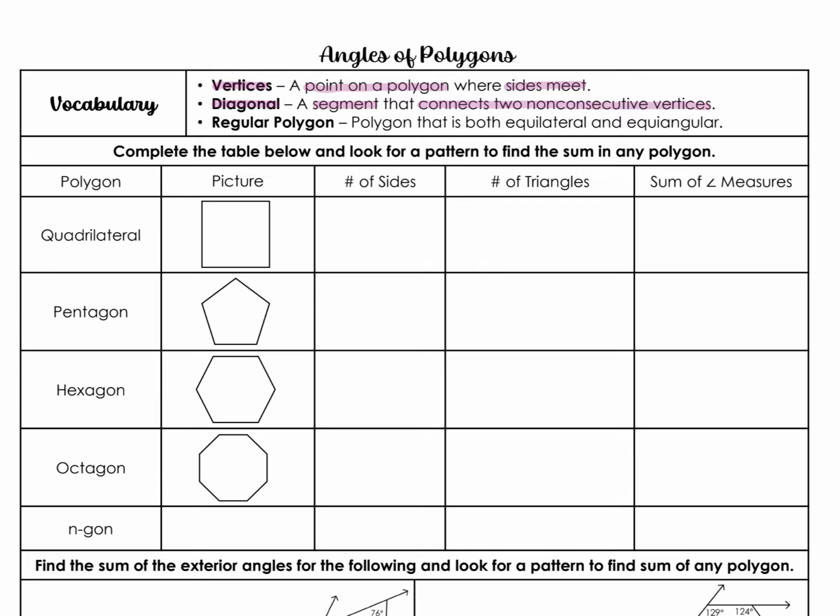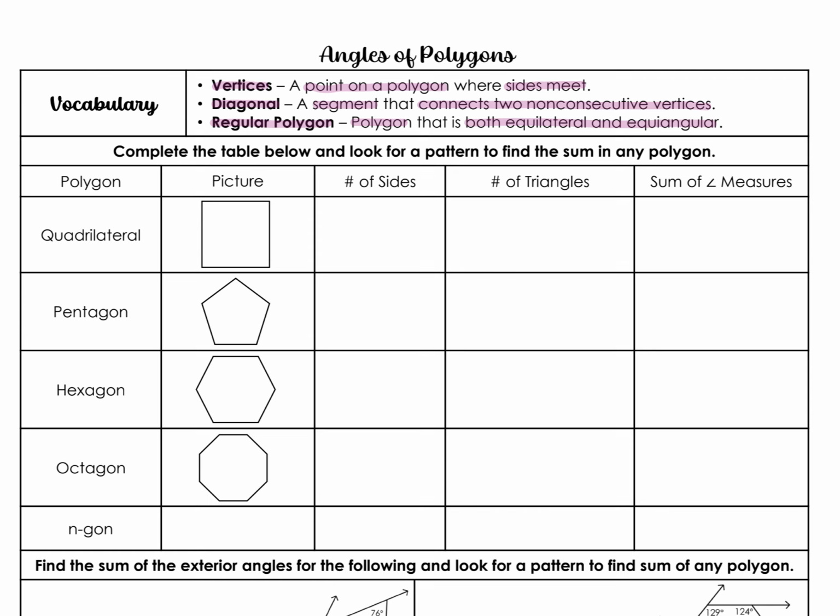And then lastly, we have our regular polygon. And so this is going to be a polygon that is both equilateral and equiangular. So that just means all of my sides are congruent and all of my angles are going to be congruent.